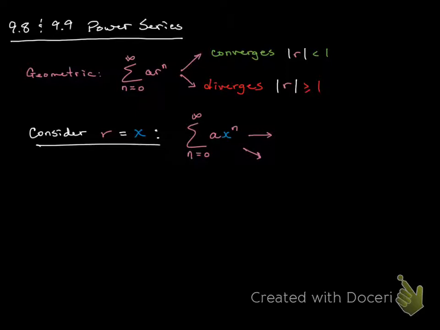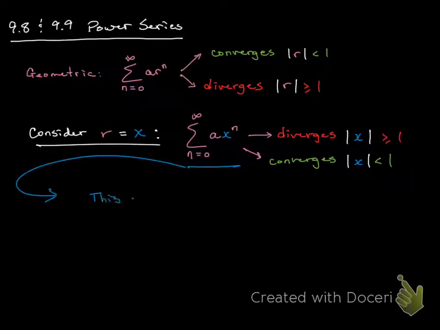We can still talk about convergence and divergence. In fact, it's still a large topic. This still converges when that common ratio, in this case x, is less than 1, and diverges when the common ratio is greater than or equal to 1. This is called a power series. It's called a power series because what I've got is powers of x added together over and over and over again. It's almost like an infinitely long polynomial.